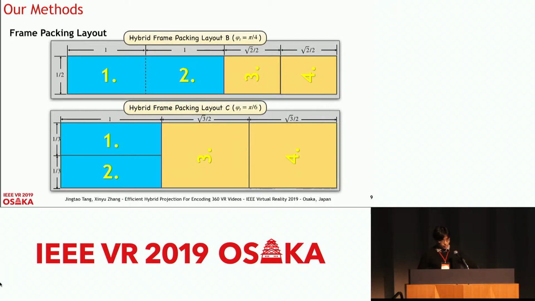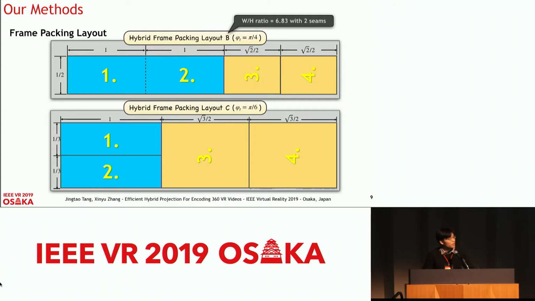Next, we see the other 2 hybrid projection layouts. The top one is hybrid projection layout B, designed also for 1/4 of pi, which looks very lengthy and has a width to height ratio of 6.83, but it has just 2 seams.